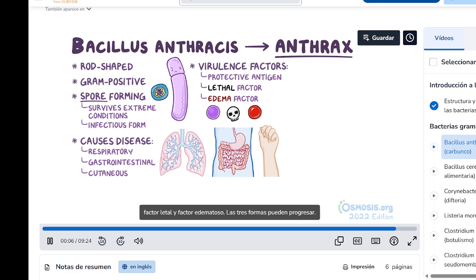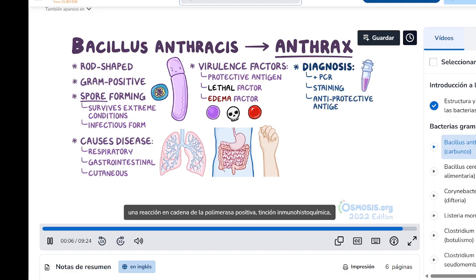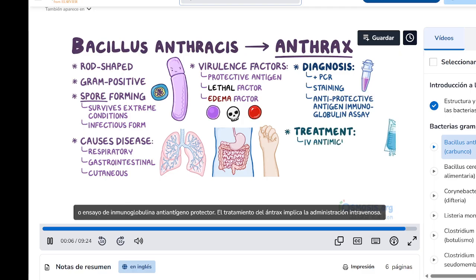All three forms can progress to fulminant disseminated anthrax. Confirming the diagnosis is done with a positive polymerase chain reaction, immunohistochemical staining, or antiprotective antigen immunoglobulin assay. Treatment of anthrax involves intravenous antimicrobial combination therapy, anthrax antitoxin, and supportive care.